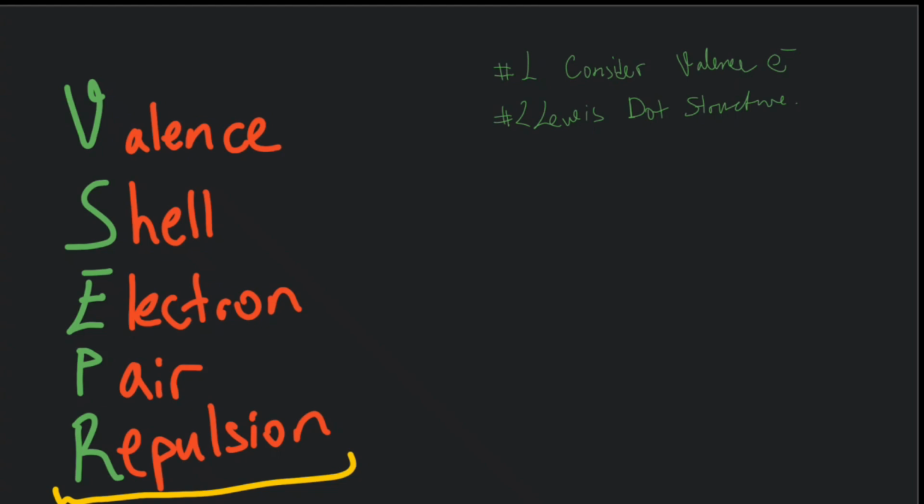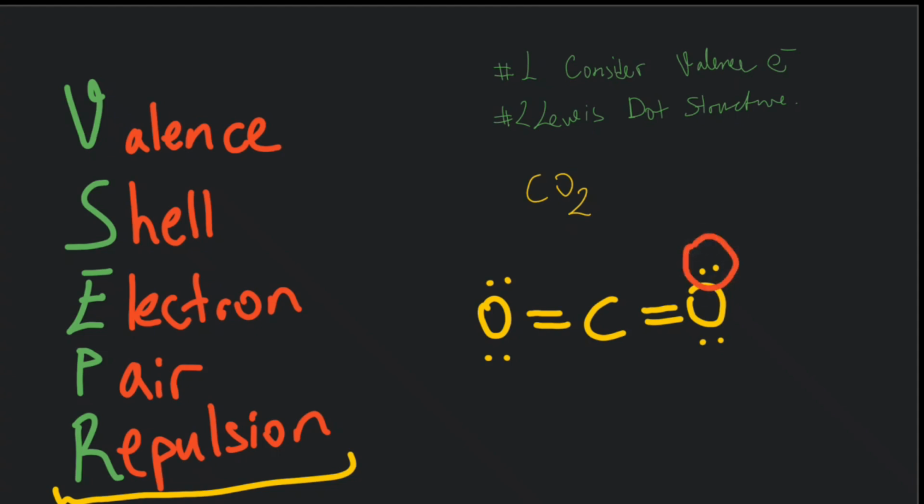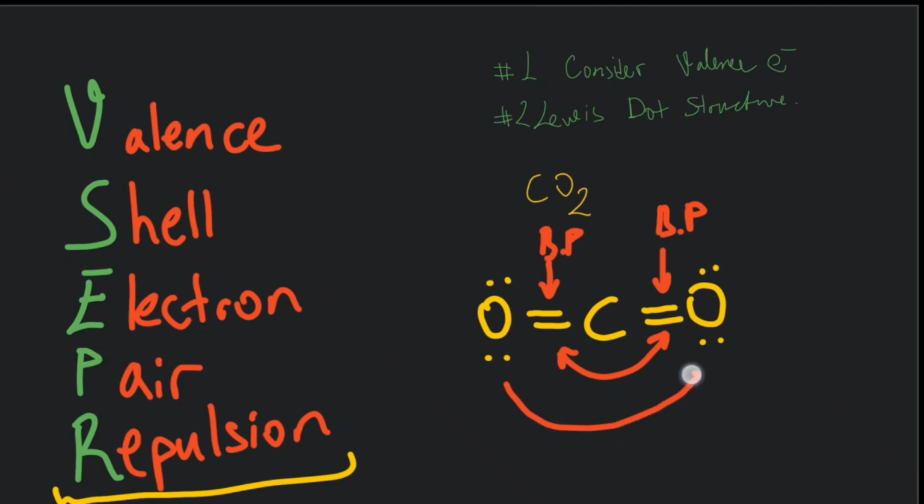We can consider a molecule, for instance CO2, which has this kind of Lewis structure. Oxygen atoms have lone pairs. These are the lone pairs, and these are the bonding pairs. And there is an interaction, so repulsion, actually, between the bonding pairs and the lone pairs.